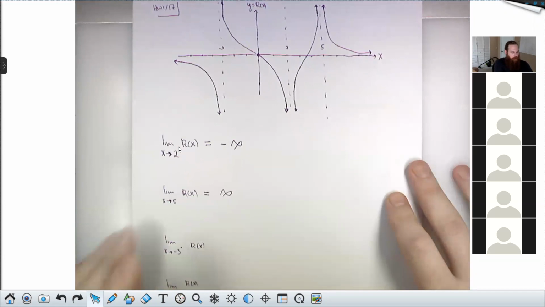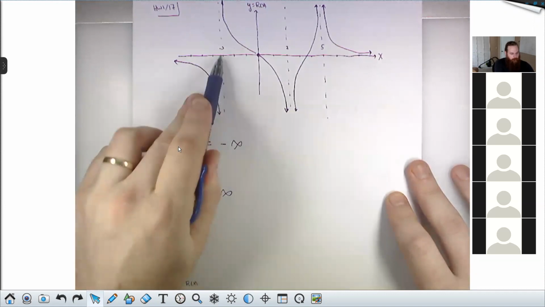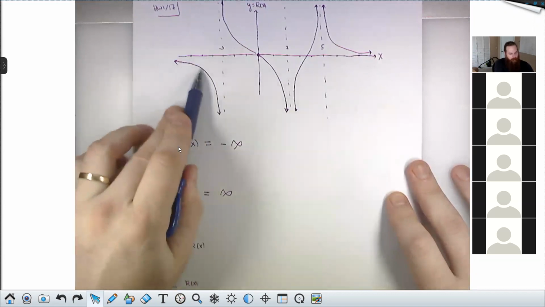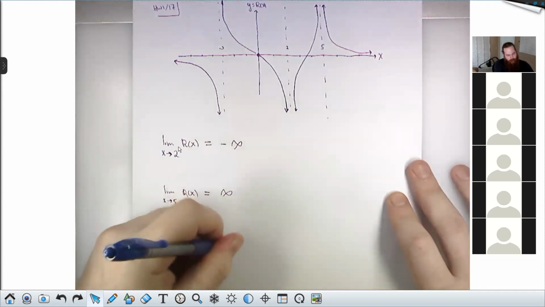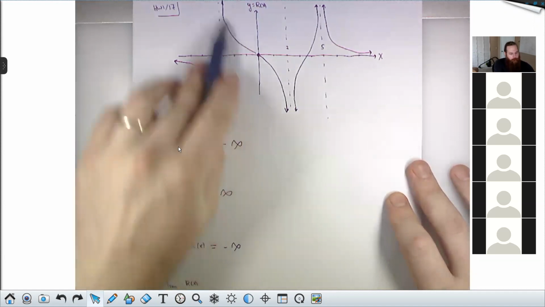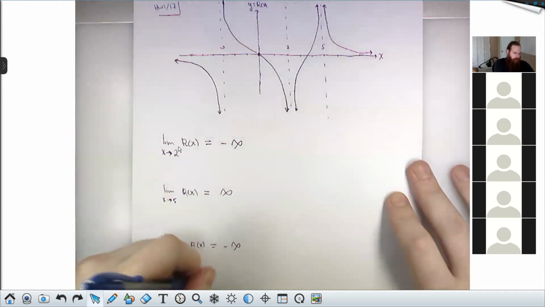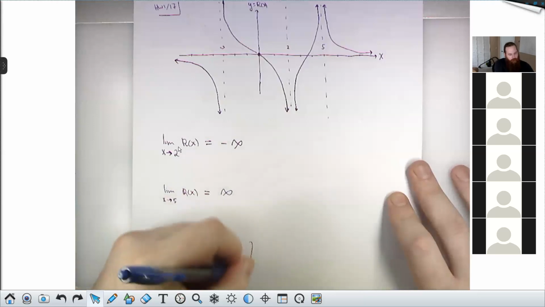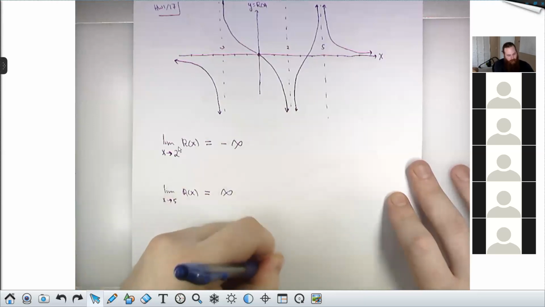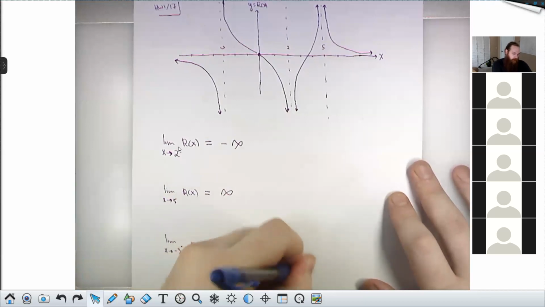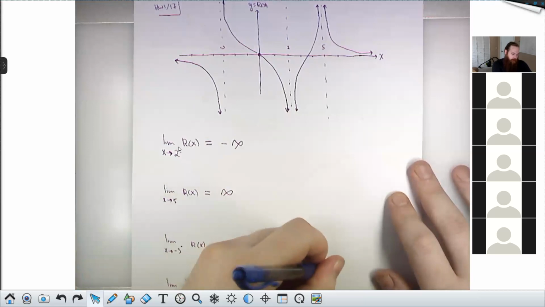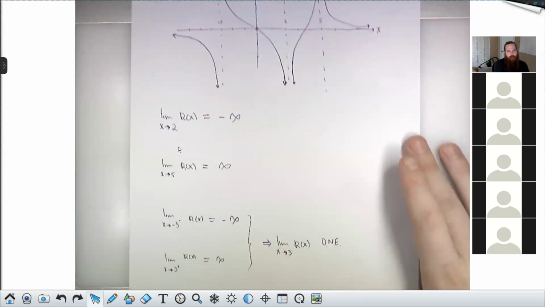If I try to sneak up on 3 from the left, that means I'm over here. I'm approaching 3 from the left. I'll be coming along this graph, and I'm diving down to negative infinity. But as I approach 3 from the right, I'm going up to plus infinity. So from these two, we could deduce that the limit as x approaches 3 of R of x, the overall limit, does not exist, because the left and right limits are not equal.